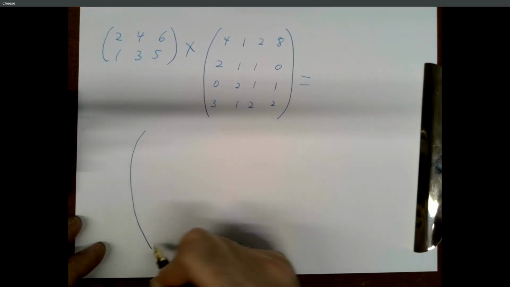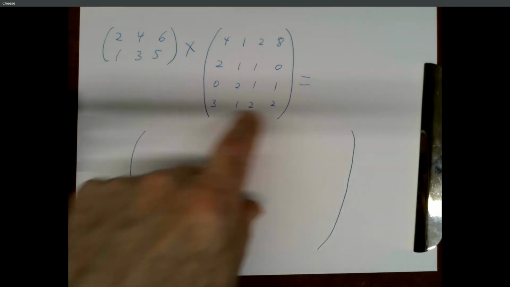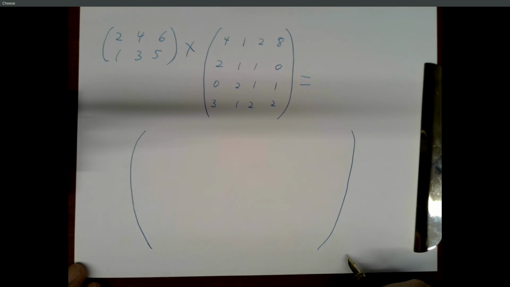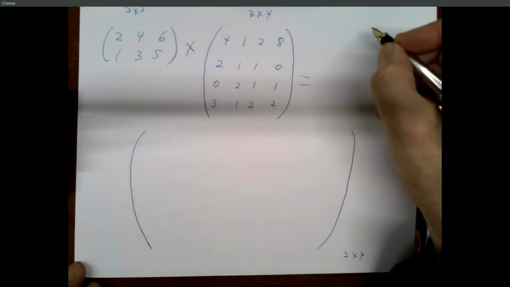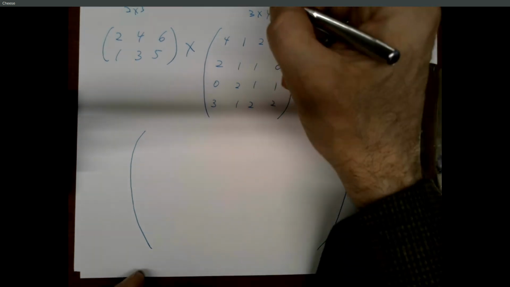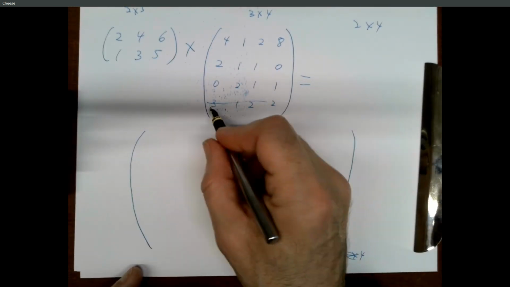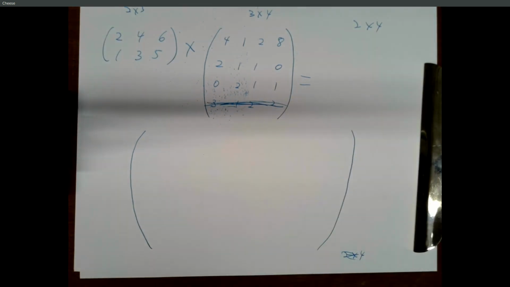Okay, we're going to multiply this out. We're going to get a big matrix. It's going to be 2 by 4. So this is 2 by 3, and this is 3 by 4. We're going to get a 2 by 4. Let's do it like that. Okay, that works. I got carried away writing numbers. All right, so 2 by 3 and 3 by 4. So we'll get a 2 by 4.